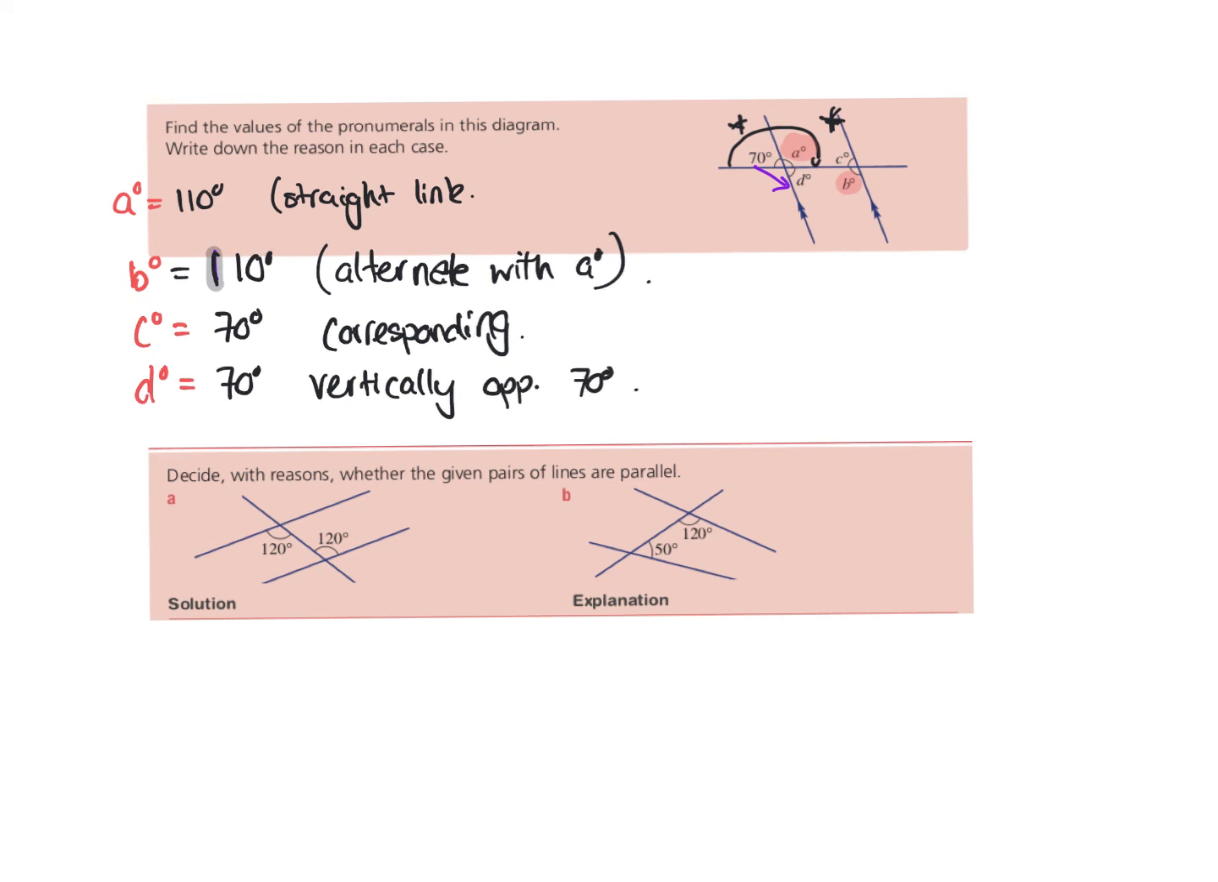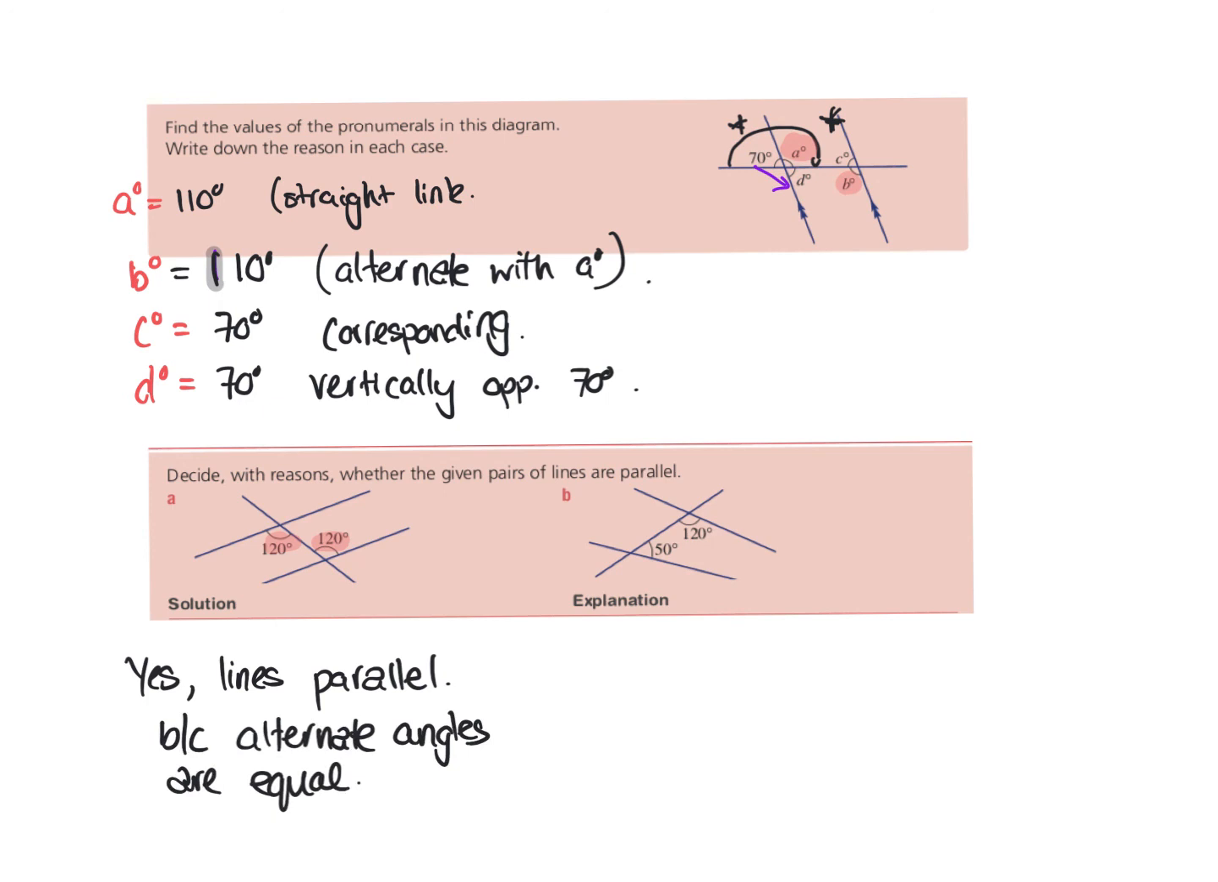All right. Now, decide with reason whether the given pairs of lines are parallel. Now, I'm going to say for this one A, yes, good, it is. Yes, these lines are parallel. Why is it? Yeah, and that's called alternate. Yes, parallel, because we're saying these alternate angles are equal. So we'll write because alternate angles are equal.